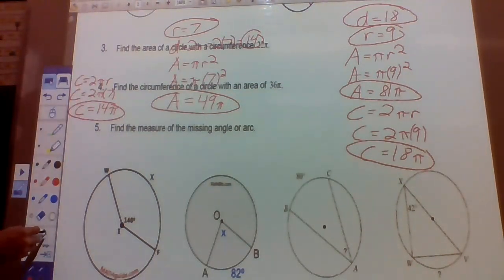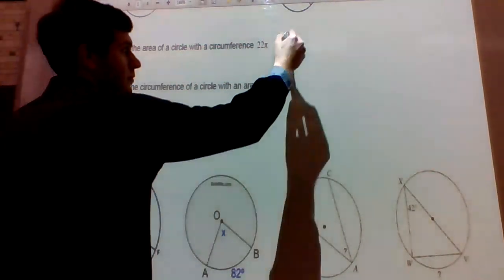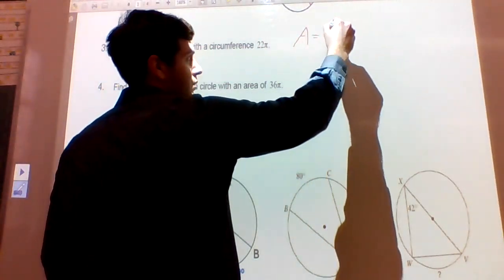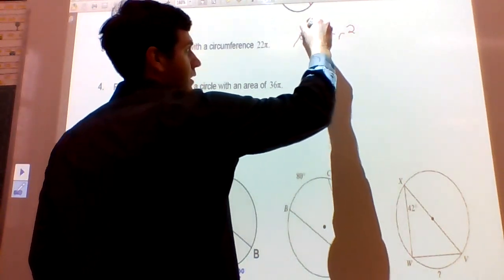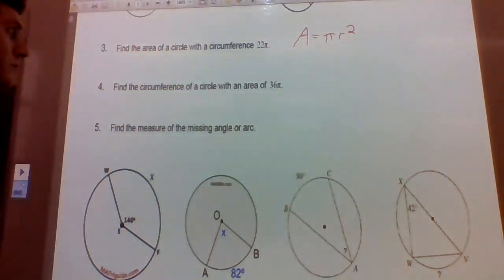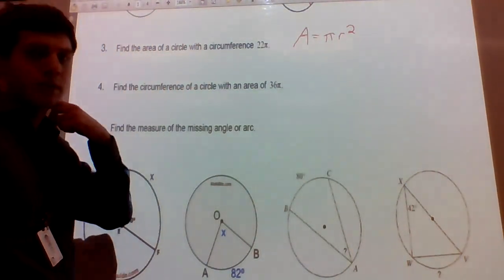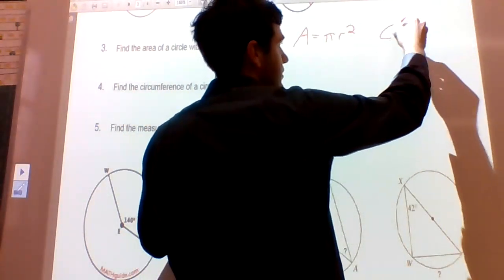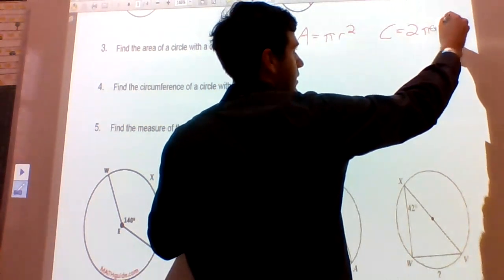So we want to find the area of a circle. So area equals pi r squared. In order to find the area, we need to find the radius. So we're going to have to use the circumference to find the radius. The formula for circumference is 2 pi r.